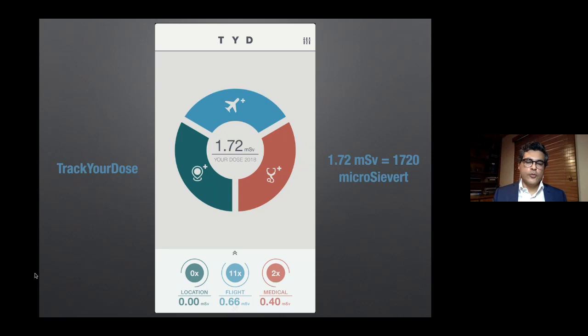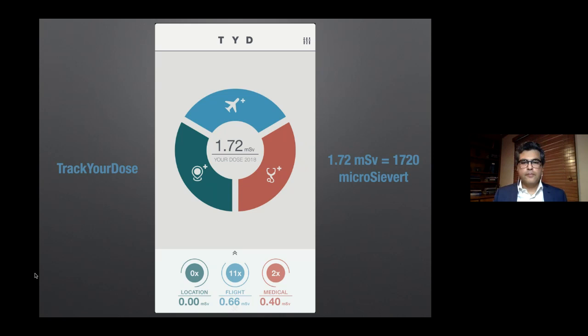Because radiation dose from the environment is different in different parts of the world. Some areas have a lot of radiation coming from the soil, and other parts of the world don't have any in the soil. So this is my data, for about 6 months, and it includes some flights, some medical exposure and some location information, and I was exposed to about 1,720 microsievert of radiation during those about 6 months in 2018.